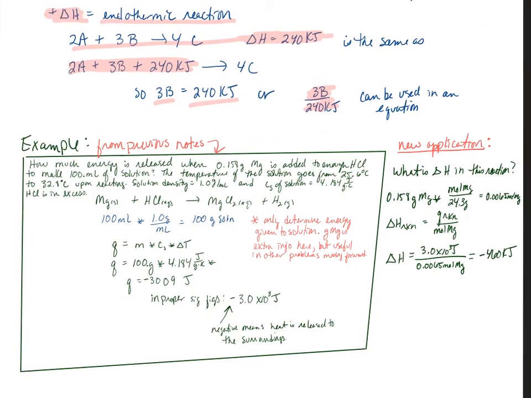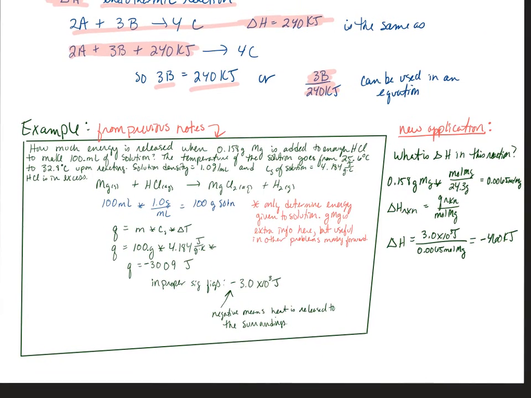Okay. In the last video, we talked about how to determine the energy that was produced in this equation. And we said that we've got 0.158 grams of magnesium. We didn't even use that because we didn't need to. But if we were looking for delta H, we do need to use that because delta H tells me something that's related to this entire equation right here.